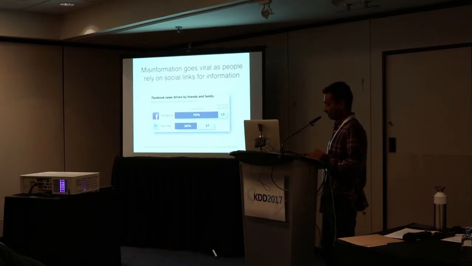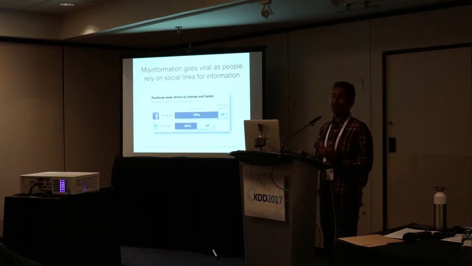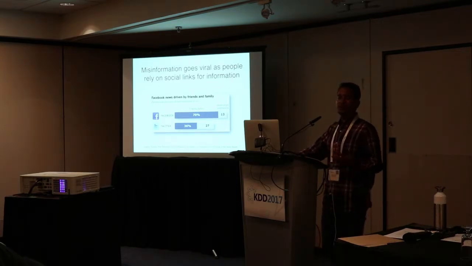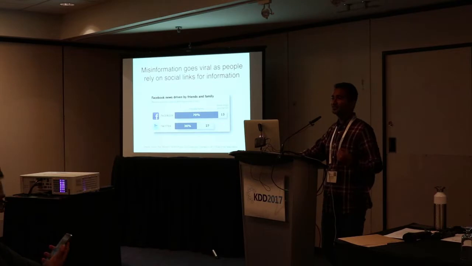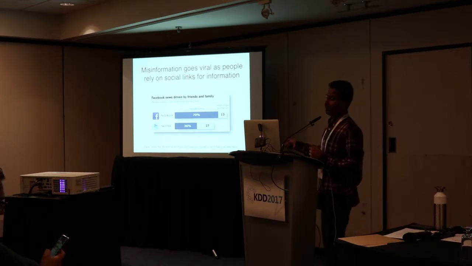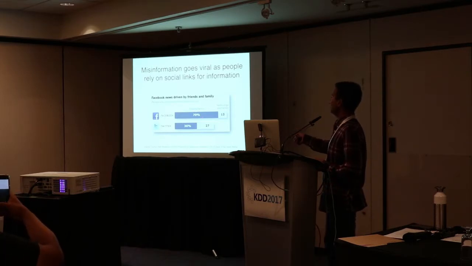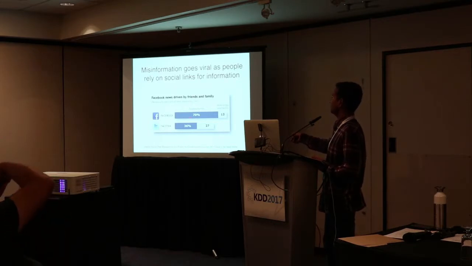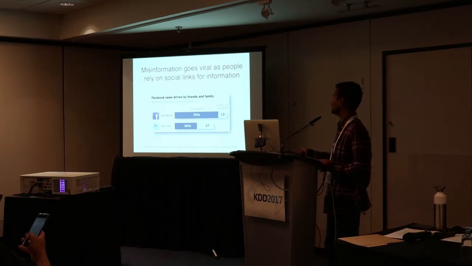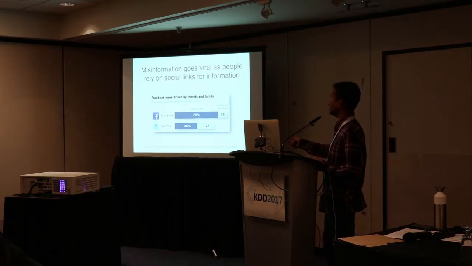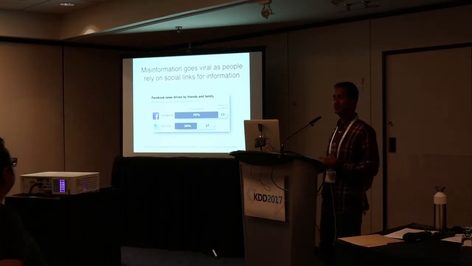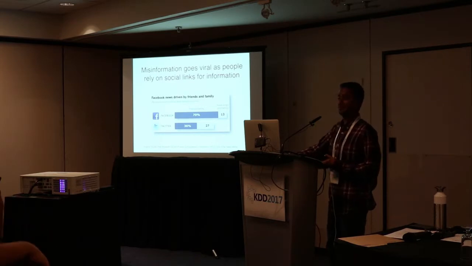And the reason why misinformation spreads so quickly in social media is because people trust any content that comes from their friends rather than actually checking what the content is. They trust their friends, and this particular slide shows that 70% of the people who use Facebook get their news from friends, and only 13% from journalists. The situation is a little bit better on Twitter, where you get 27% of the news from journalists and news organizations, but 36% of the news you're still getting from friends and family.